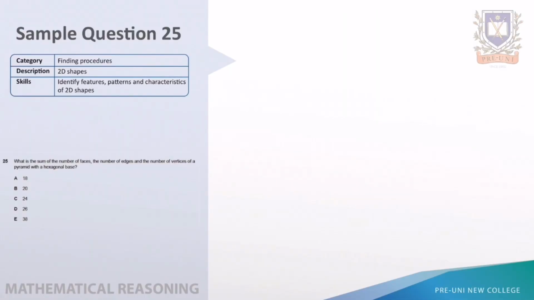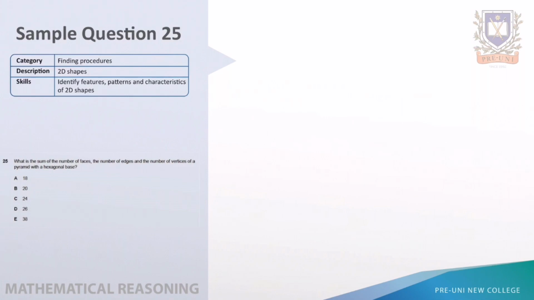Now going on to question 25. So we have finding procedures for the category, the description, 2D shapes, and the skills, identify features, patterns, and characteristics of 2D shapes. So the question asks, what is the sum of the number of faces, number of edges, and the number of vertices of a pyramid with a hexagonal base? So this question is also quite common across maths when you count the different components of a prism or pyramid.